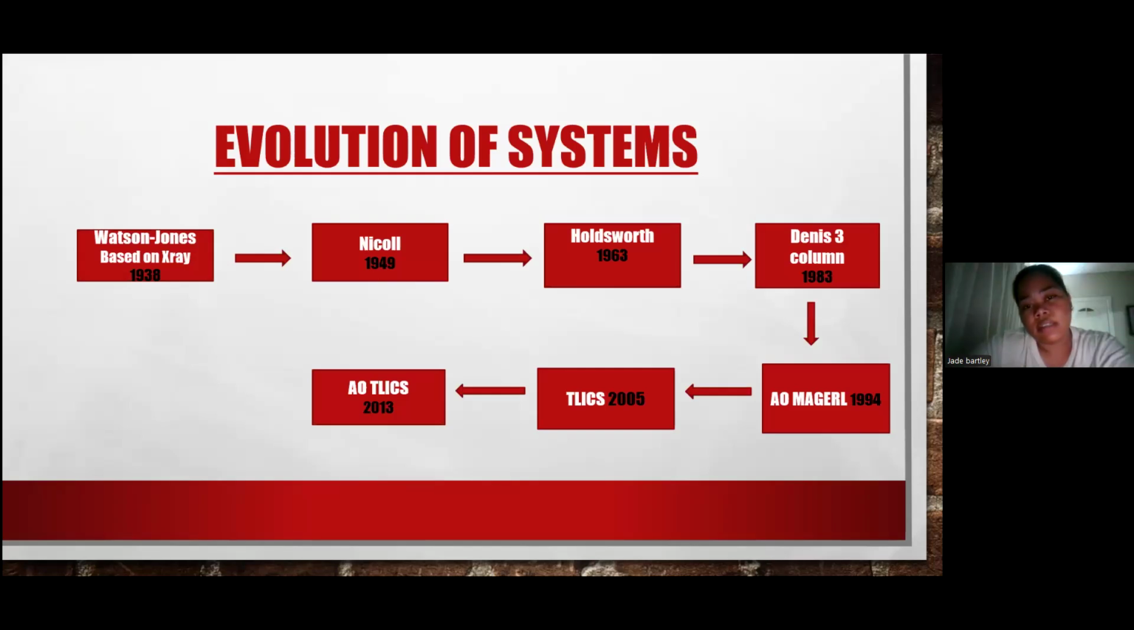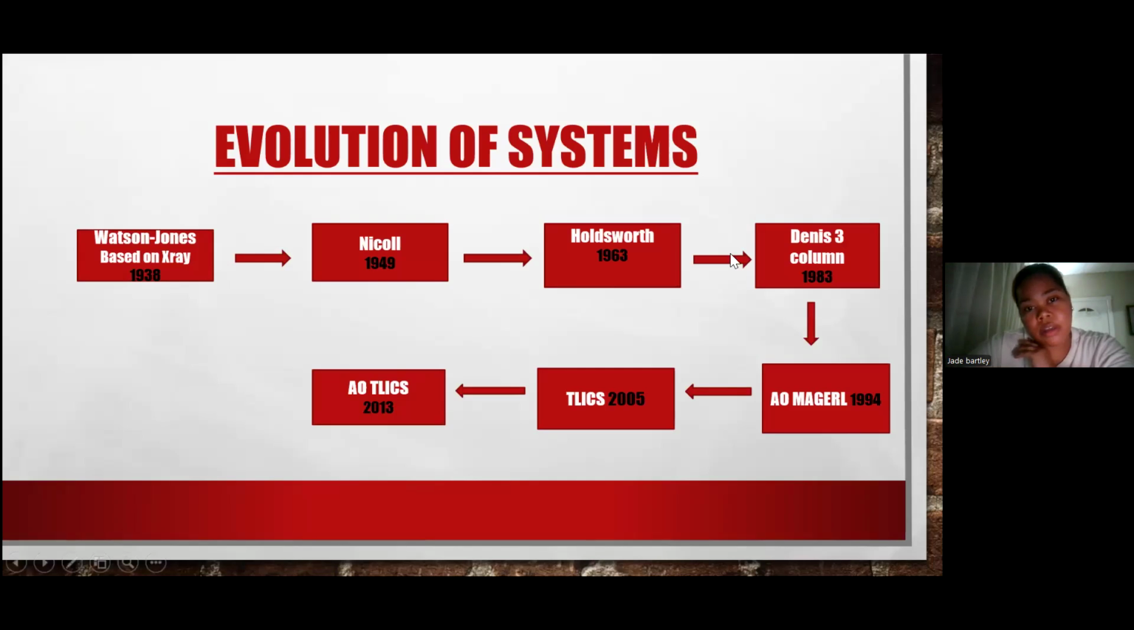Over the years, several classification systems have been proposed, as early as 1938 by our pioneer Watson-Jones, who used simple X-ray morphology of fractures and classified them into categories: simple wedge fractures, comminuted fractures, fracture dislocation, and hyperextension injuries.